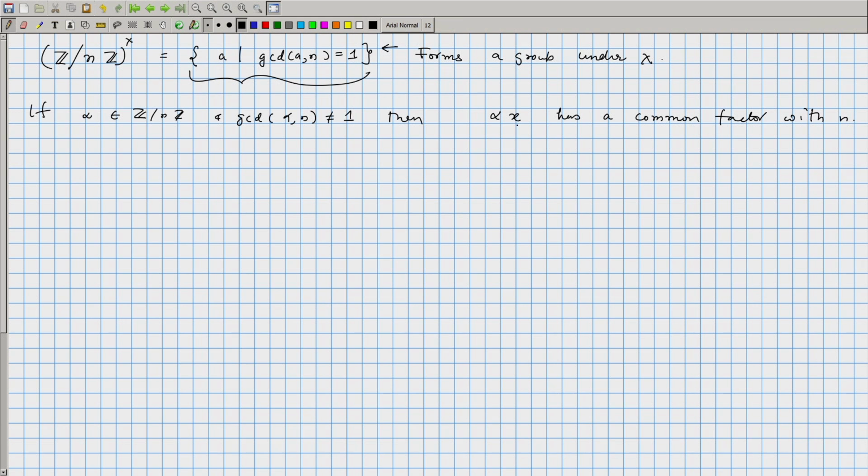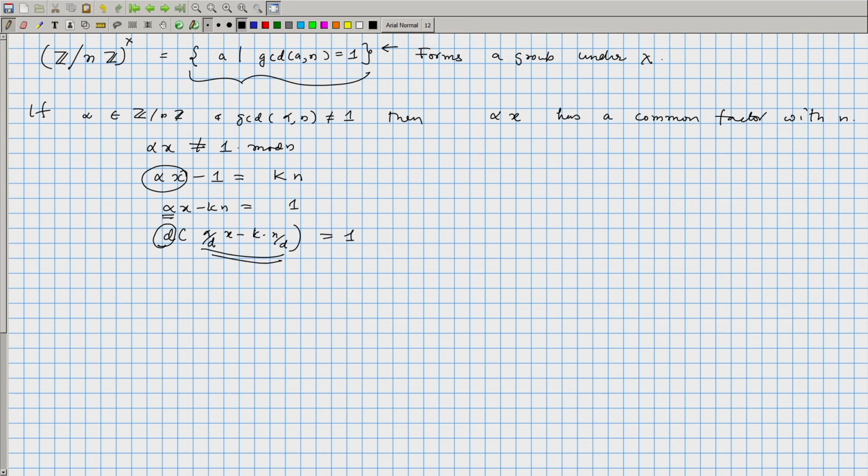and therefore, alpha x cannot be equal to 1 ever, okay, because if this was equal to 1 mod n, then alpha x minus 1 is equal to k times n. So this would mean alpha x minus k n is equal to 1, but alpha x has a factor with n. So, if you take the common factor d out, so d into alpha by d x minus k into n by d, this is equal to 1. So, this is some number which is greater than 1, and this is going to be an integer.